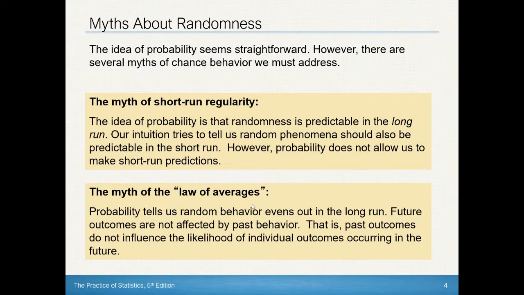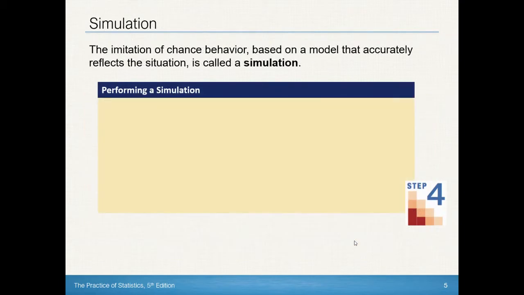But anyways, then you've got the myth of the law of averages. Probability tells us random behavior evens out in the long run. Future outcomes are not affected by past behavior. That is, past outcomes do not influence the likelihood of an individual outcome occurring in the future. Each outcome is going to have that chance. The past outcomes are not going to influence that probability of that outcome occurring in the future.